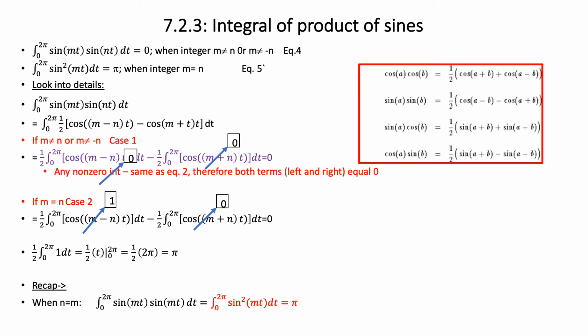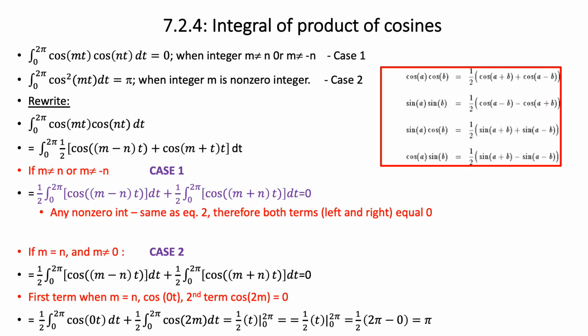So if we recap, when n equals m, the integral of sin mt dt is equal to the integral of sin square mt dt, where the result is pi. Moving forward, let us look at the integral of a product of cosines. The same thing goes for the product of cosines just as in the previous slide.